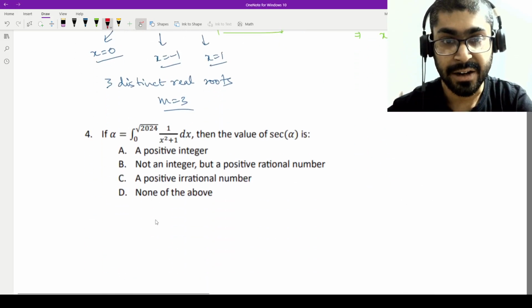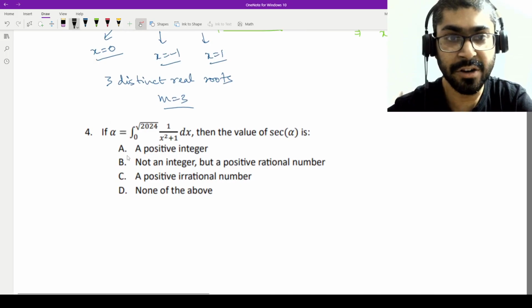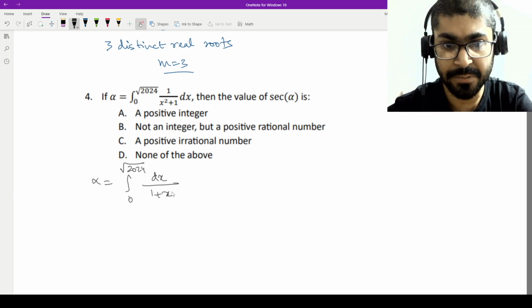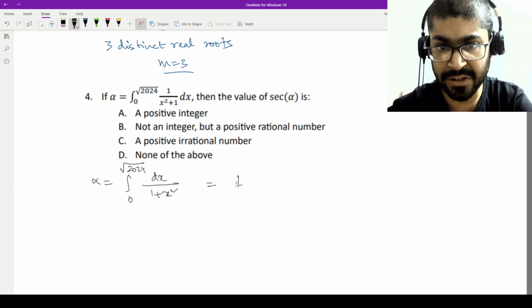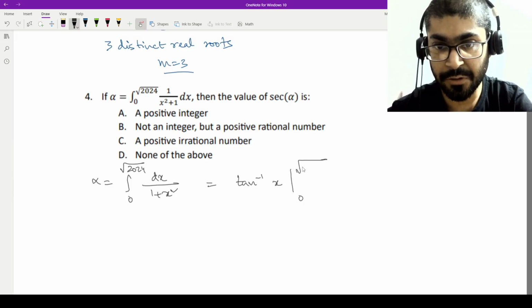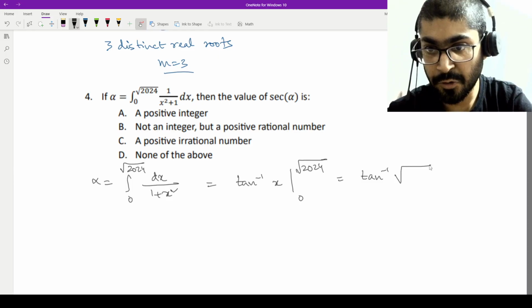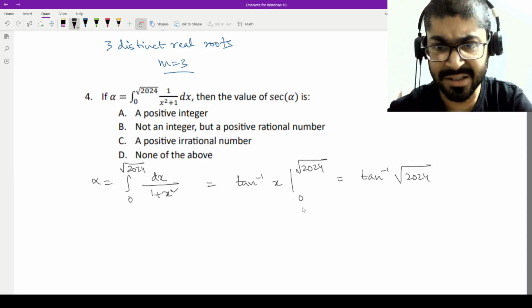Okay, now we are at question 4. Question 4 is on functions, integration, trigonometry, a mixture of them. Alpha is equal to the integral from 0 to root over 2024 of dx by 1 plus x square. Now this is a standard form, dx by 1 plus x square. This is tan inverse x, right? So we would be evaluating tan inverse x from 0 to root over 2024. This means tan inverse root over 2024 minus tan inverse 0, which is 0.